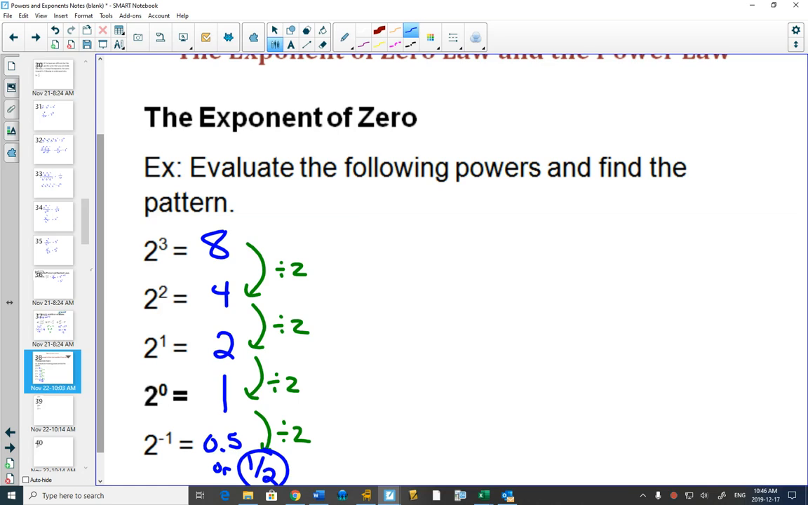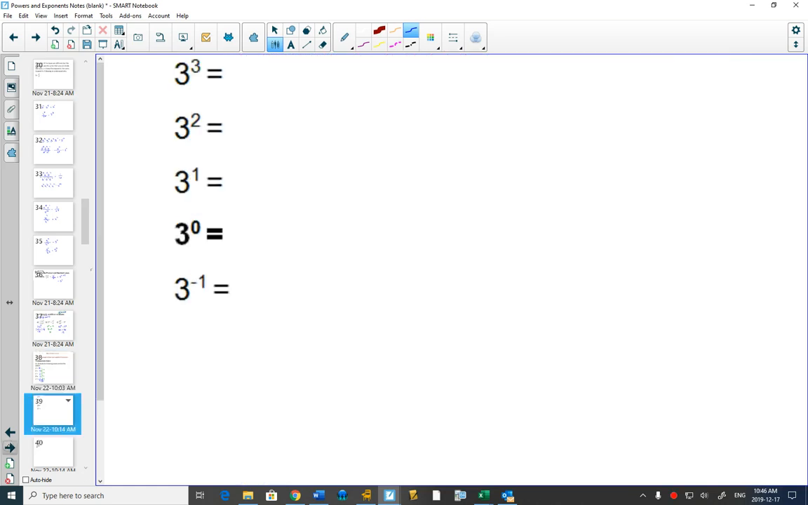Okay? Let's look at powers of 3. 3 cubed is 27. 3 squared is 9. 3 to the 1 is 3. What's the pattern here? How do I go from here to here and here to here using the same pattern?